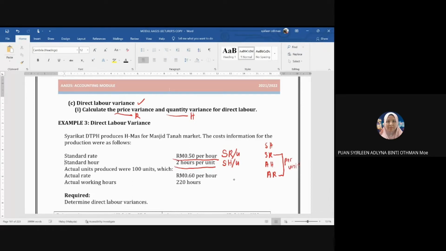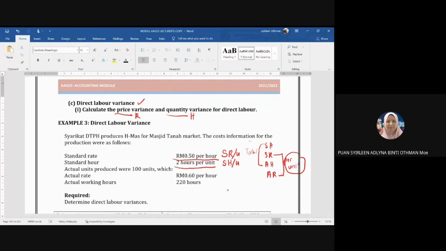Okay, tapi kalau hours, standard hours dengan actual hours ni, dia bagi dalam bentuk jam. So bila dia dalam bentuk jam, you kena cari dia dalam bentuk total. So that means the hours tu awak kena darab dengan rate dia dulu, actual rate dia dulu, baru kita akan dapat dia punya total. Okay, so yang RM ni semua ambil per unit. Yang selain daripada RM, kita akan dapatkan dia dalam bentuk total.